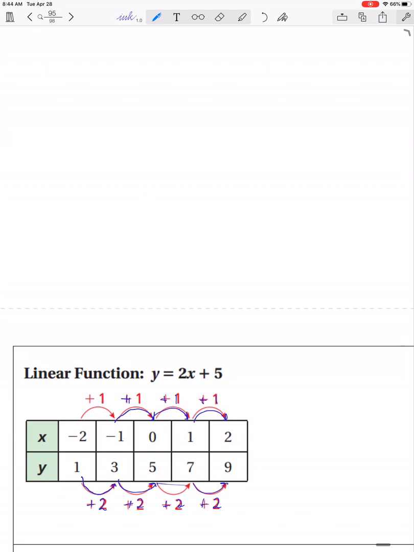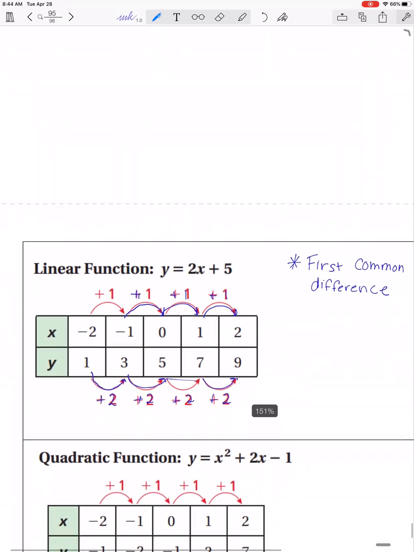So we know it's a linear function when we have a first common difference. So all that means is, does it consistently go up by the same number each time? So we call that the first common difference. So let's take a look at quadratics.